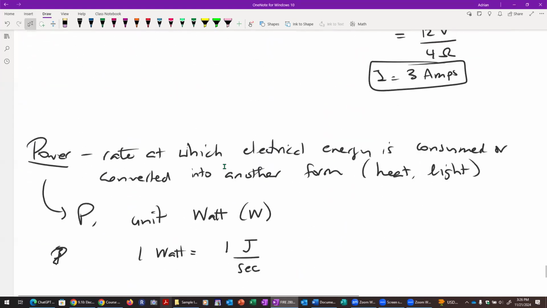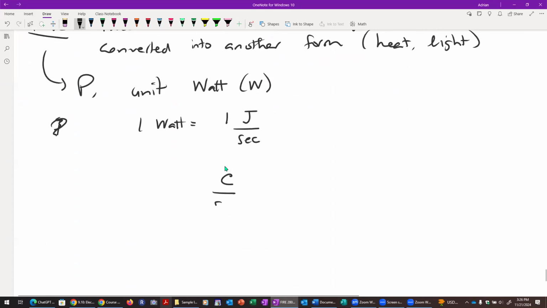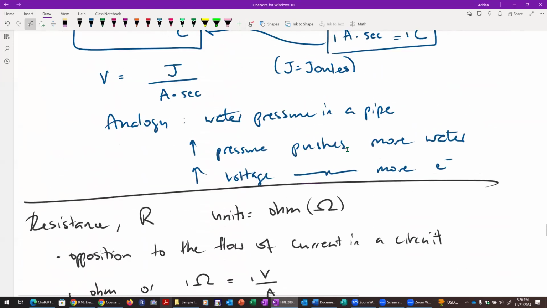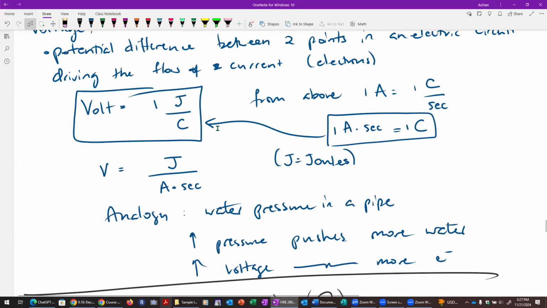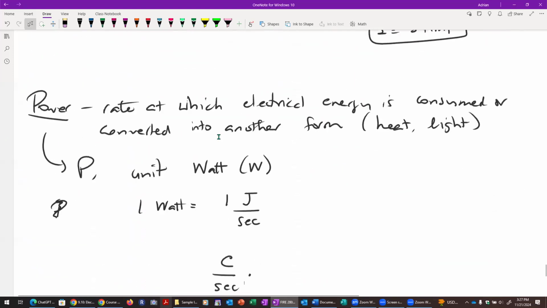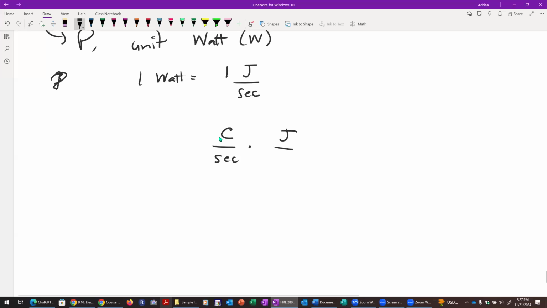Okay, so if I take my coulomb per second and I multiply it by the voltage, so voltage is defined as joules per coulomb. Okay, so joules per coulomb. What I end up with now is that the coulombs cancel out, and I end up with, guess what, joules per second. So coulombs per second was the current I, and then joules per coulomb was the voltage V. So this is then equal to power. So power is just a product of the current times the voltage, right?